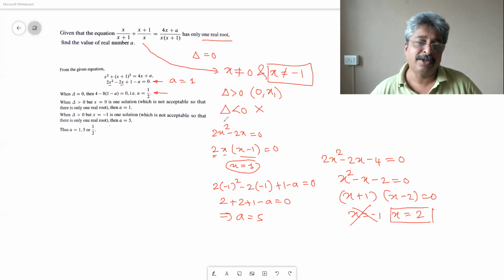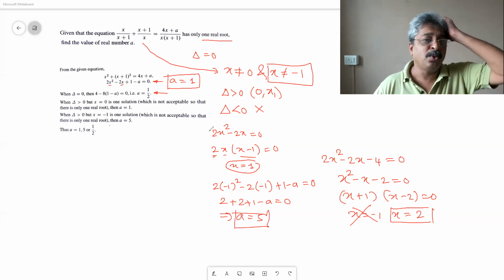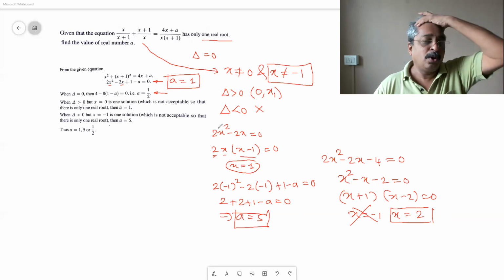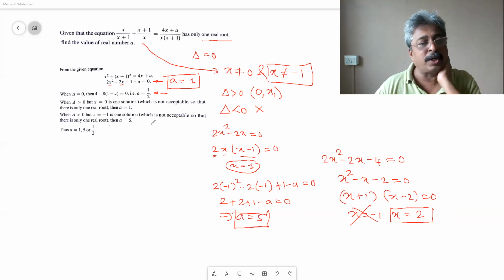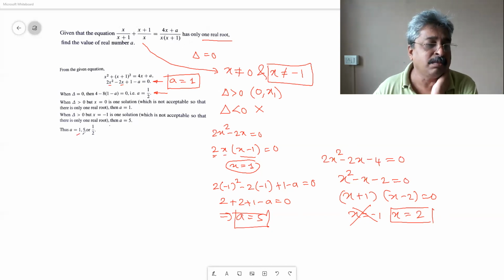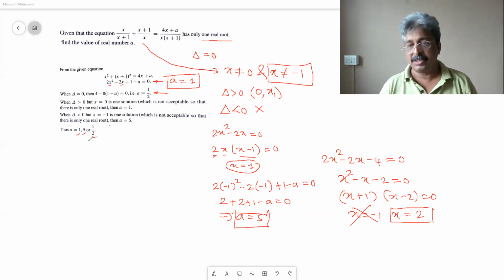So for a equal to 1 and for a equal to 5, you have one real root, and one more is half. So 1, 5 and half is the correct answer.